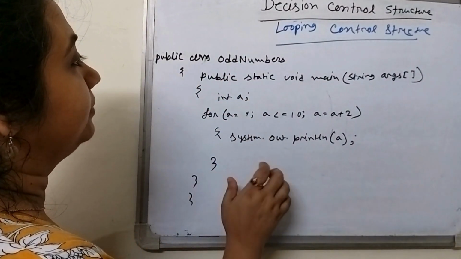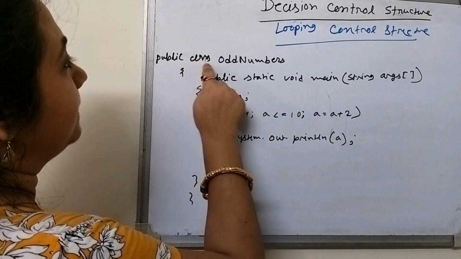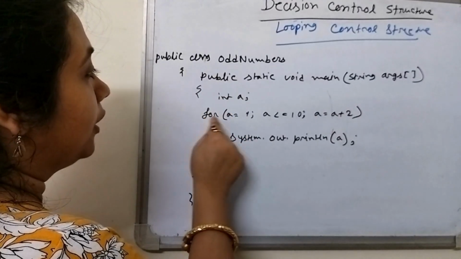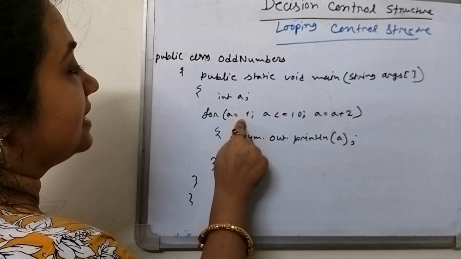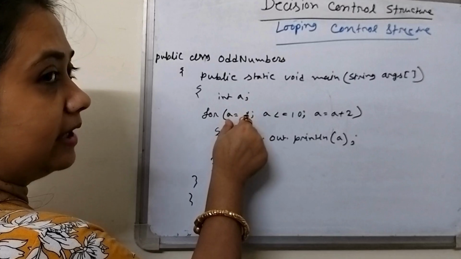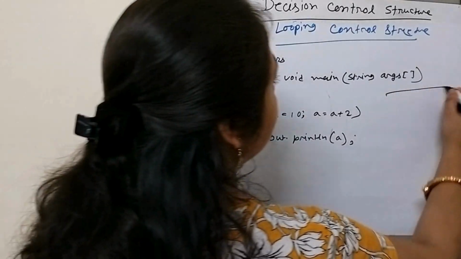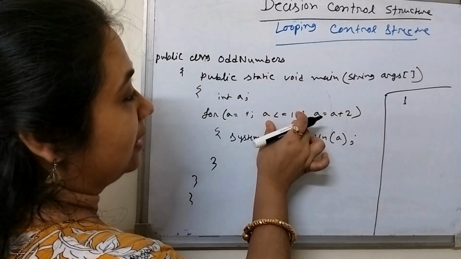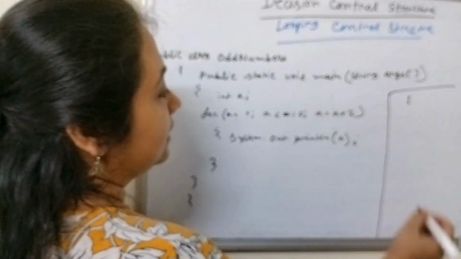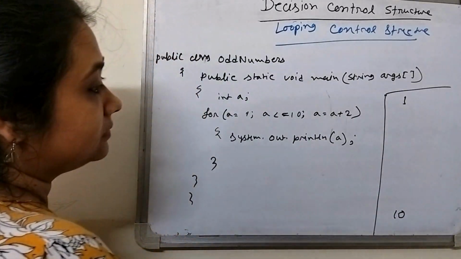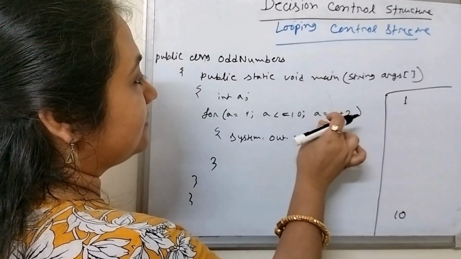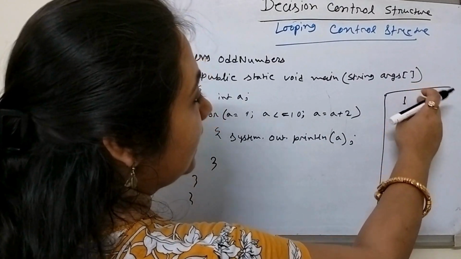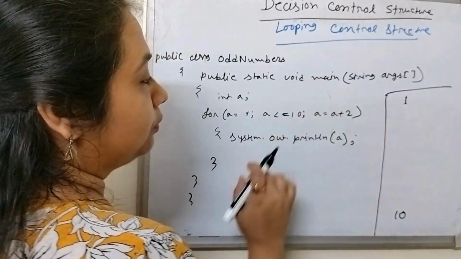Now there is an example of the for loop. We have declared public class odd numbers, public static void main, integer a. In the for loop, a equals 1 is known as the initialization. That means we have initialized the a value to 1, so the program starts from 1. Condition means the program will be executed up to 10, that is a less than or equal to 10, so the value will be printed up to 10. And a equals a plus 2 means that after each time a value is printed, the value is increased by 2.